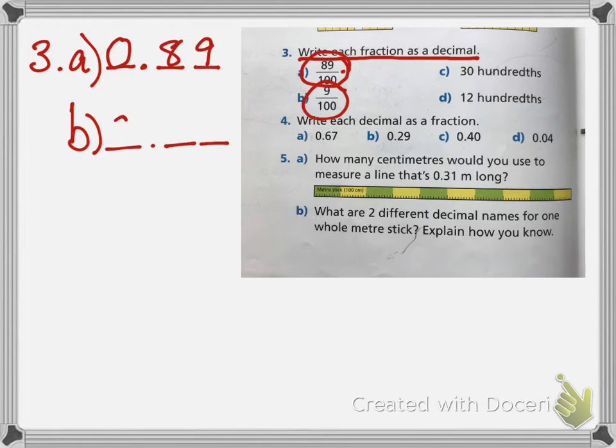Okay, again, 0. Now here's the tricky bit. There's just one number there. It's a 9. Does it go here? Does it go here? Where does it go?